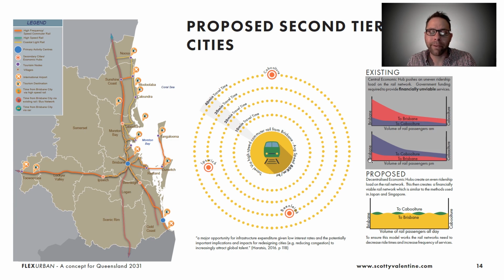What we would propose is to try and bring about a network that is paying for itself. Now, you would require a model that has a decreased ride time, so speeding up the train services, and increased frequency of service. But decentralizing economic hubs can create an even ridership and load on the network, and this creates a financially viable rail network, which is similar to the methods used in Japan and Singapore. So if you had enough happening at either end and in between, you would have a more viable network, and the government wouldn't be spending so much money trying to make it viable.